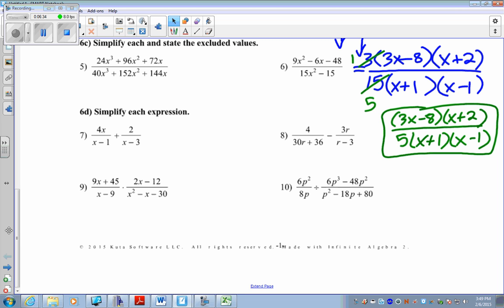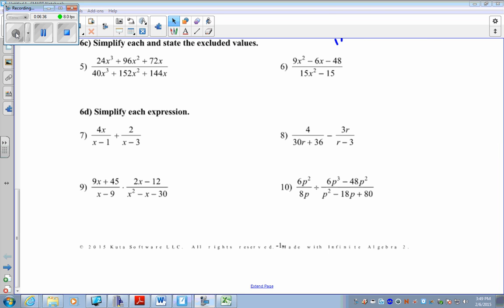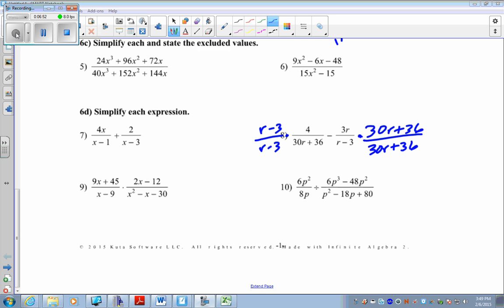With number 8, we have to get like denominators because we are subtracting. Only when adding and subtracting, you need to get like denominators. So 30r plus 36 over 30r plus 36. First fraction, r minus 3 over r minus 3.